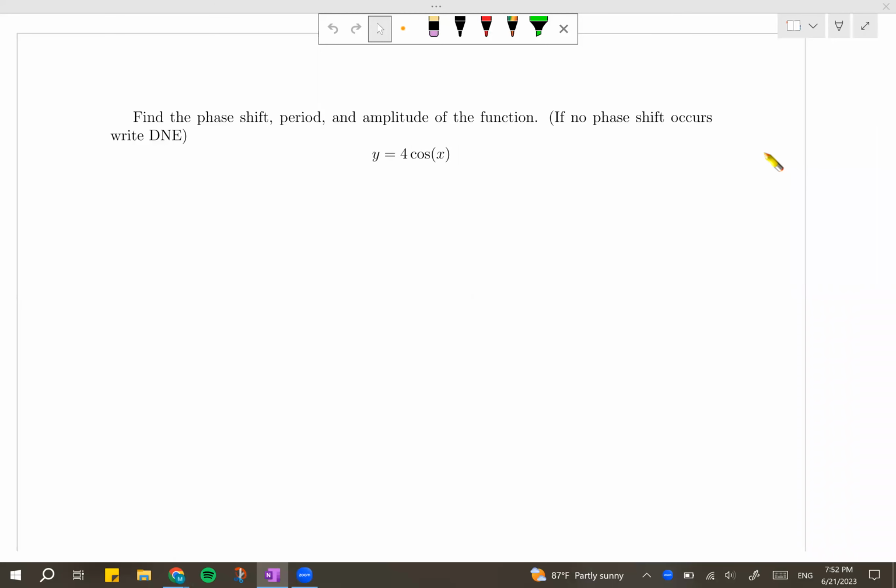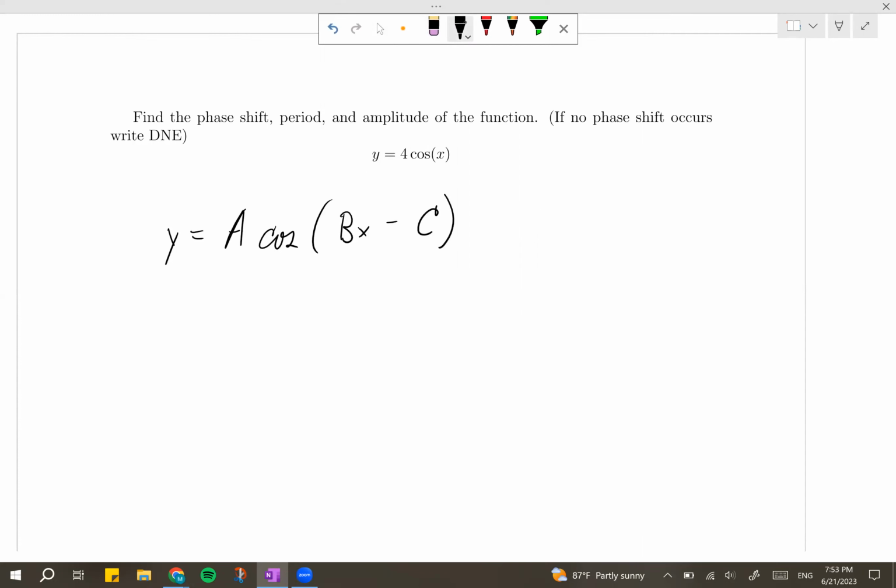Hey, so we have this problem, and it wants us to calculate the phase shift, the period, and amplitude. All right, so there's a couple of things that we need to note. In general, these types of formulas will look like y is equal to a cosine of b times (x minus c) plus d. All right, in this lesson, there won't be a plus d on any of these problems.